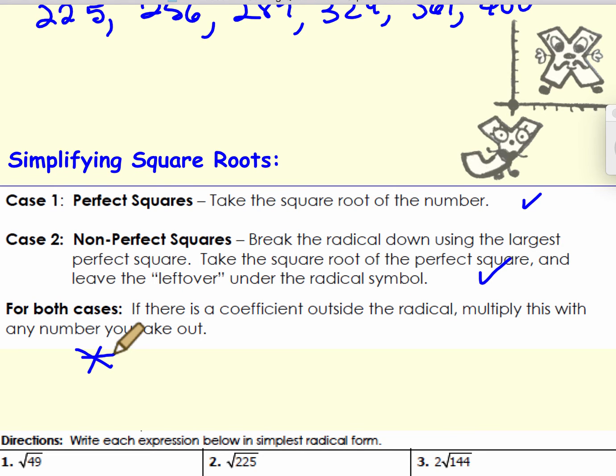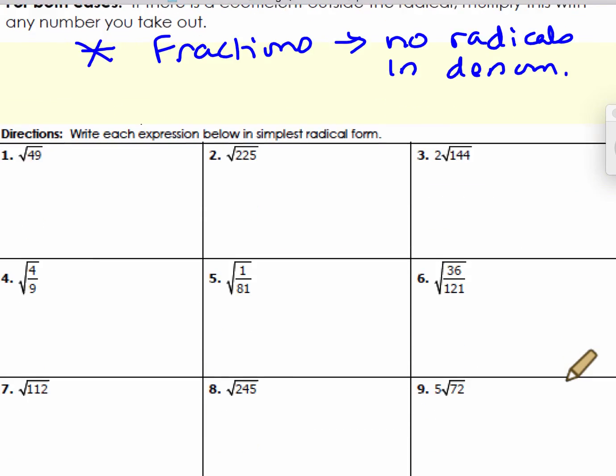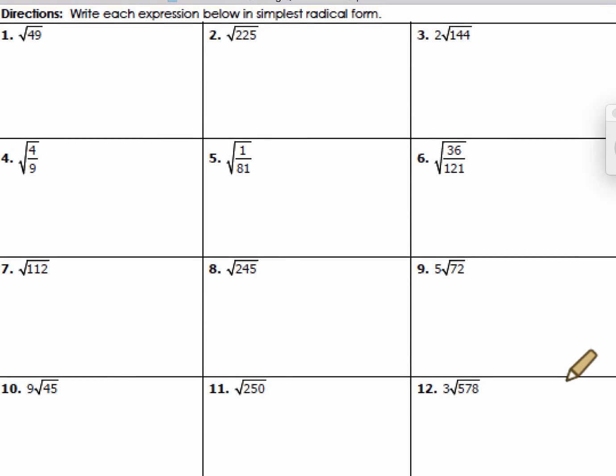Couple things to note. Fractions: we never, ever, ever leave a radical in the denominator. And we'll take care of that in a little bit. Okay, let's do a couple practice problems. Let's do an easy one. Square root of 49. 49 is on our list, so that tells us that the square root of 49 is whatever times itself makes 49, and that would be 7.